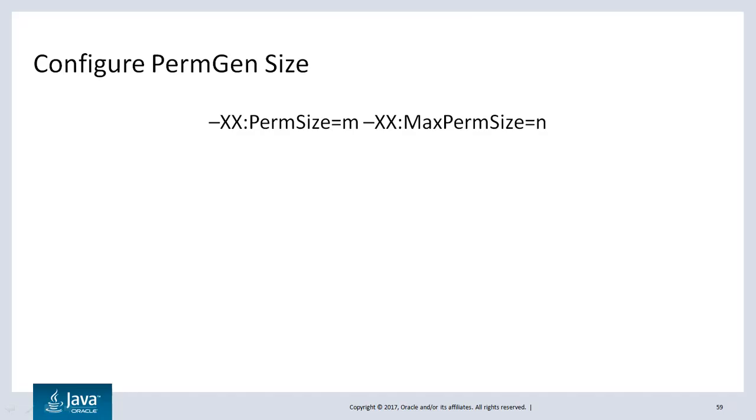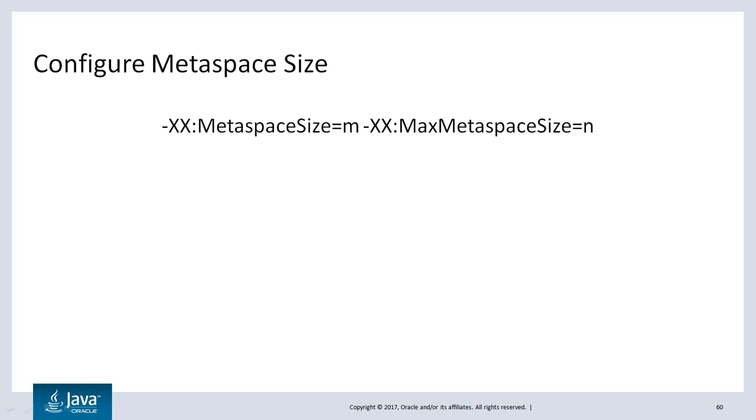To configure the size of the PermGen, we can use the PermSize and MaxPermSize options. PermSize sets the initial size for the permanent generation, and the MaxPermSize option sets the maximum capacity for the PermGen. To configure the size of the MetaSpace, we can use the MetaspaceSize and MaxMetaspaceSize options. MetaspaceSize sets the initial size for the MetaSpace, and the MaxMetaspaceSize option limits the maximum size of the MetaSpace. If MaxMetaspaceSize is not configured, then the JVM is free to use all of the available native system memory for the MetaSpace.